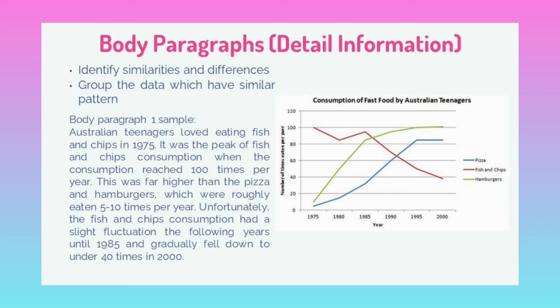Let's read. Australian teenagers ate the most fish and chips in 1975. It was the peak of fish and chips consumption when the consumption reached 100 times per year. This was far higher than the pizza and hamburgers, which were roughly eaten 5 to 10 times per year. Unfortunately, the fish and chips consumption had a slight fluctuation in the following years until 1985 and gradually fell down to under 40 times in 2000.